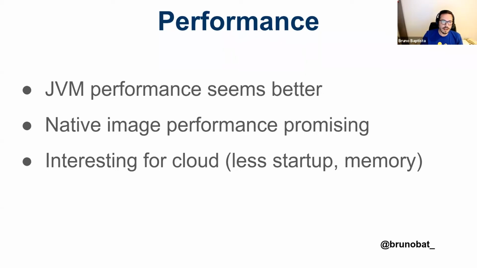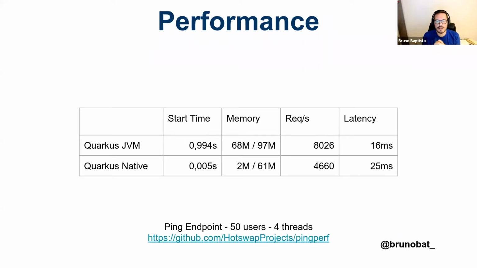In relation to performance, these are some tests that were done a while back about Quarkus in JVM and native mode, on a particular environment. We can see some curious things. It already starts very fast in JVM mode, but the native mode is orders of magnitude better at start time and also at memory usage. But in requests per second, you can see that you have less throughput and also higher latency.